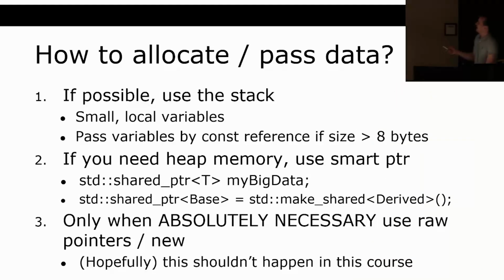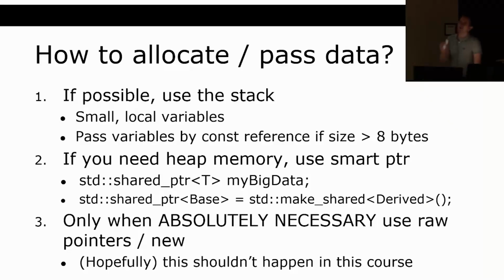Okay, so how to allocate and pass data in C++. Yes, it's a little bit complicated. We have a number of different ways we can do things. This gives us enormous power, but as a wise man once said, with great power comes great responsibility. So if possible, use these rules. Okay, so these are some rules here. If possible, use the stack. If you're just allocating an integer to do something with or to keep track of a count for a second, don't use the heap, use the stack. Pass variables by const reference if their size is greater than 8 bytes, usually a decent rule.